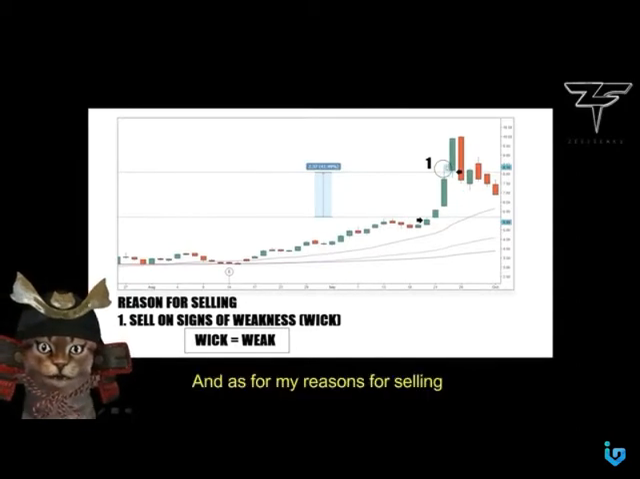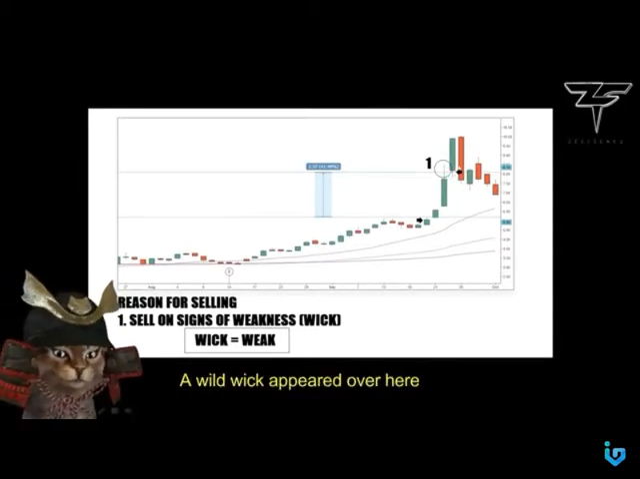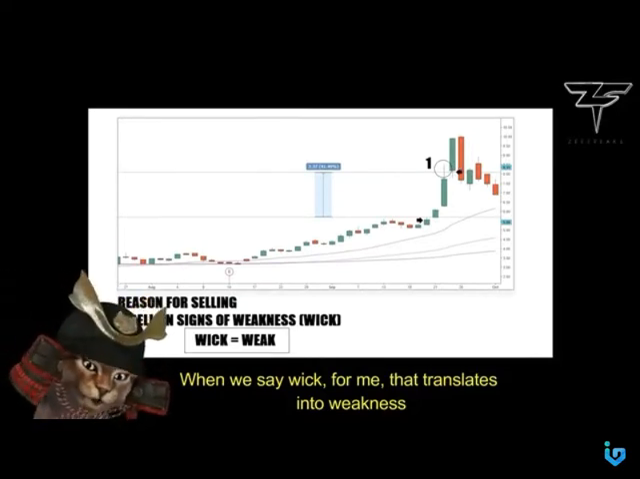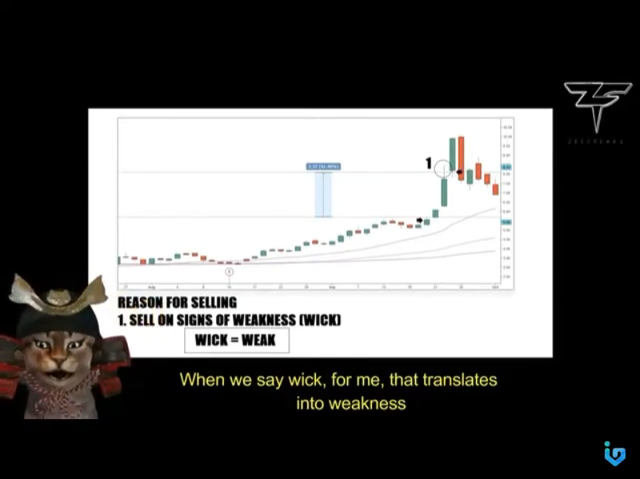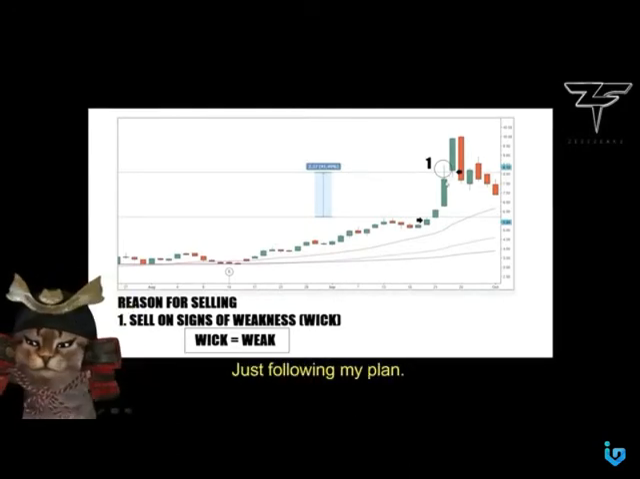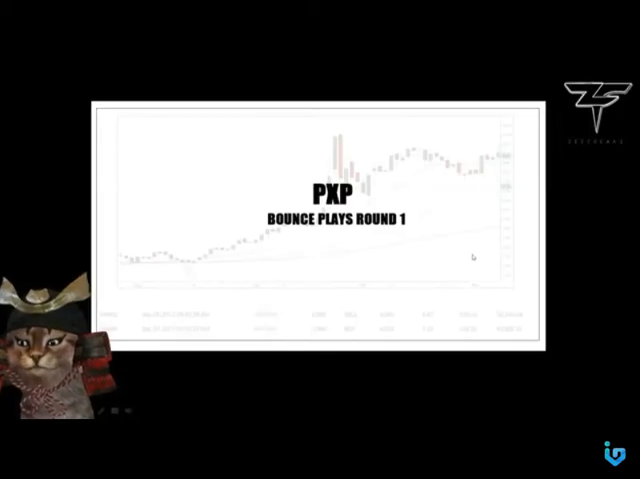And as for my reason for selling, a wild wick appeared over here. Now, when we say wick, for me, that translates into weakness. I sold the next day on the morning session and booked those gains, just following my plan. Let's proceed.